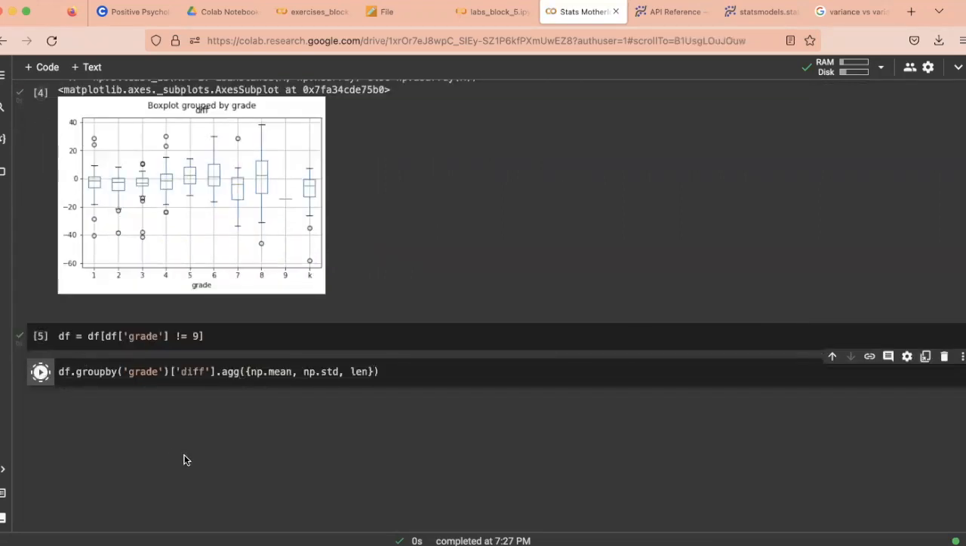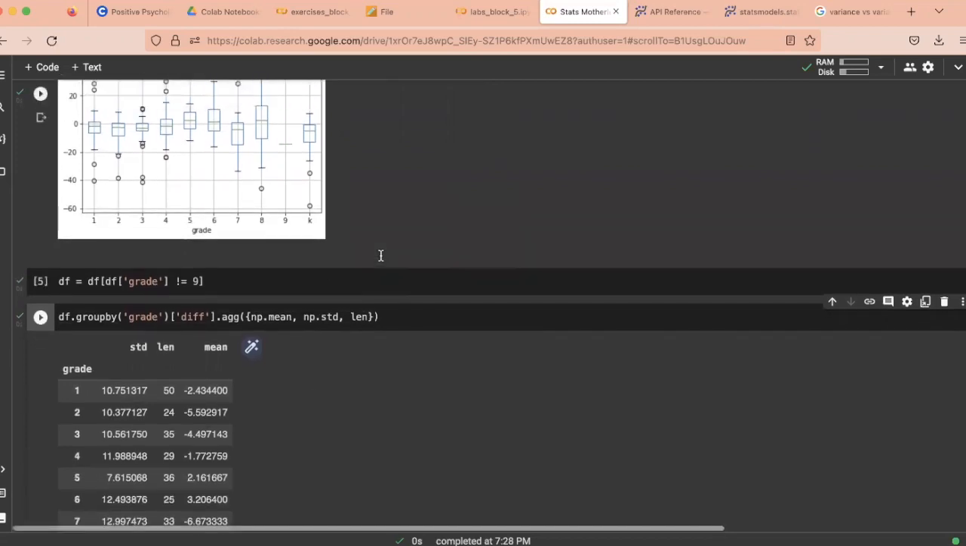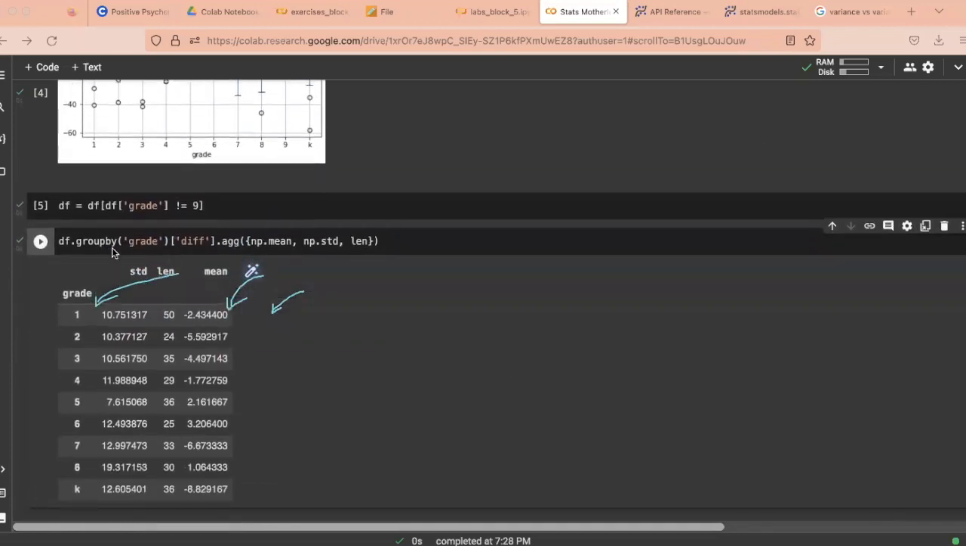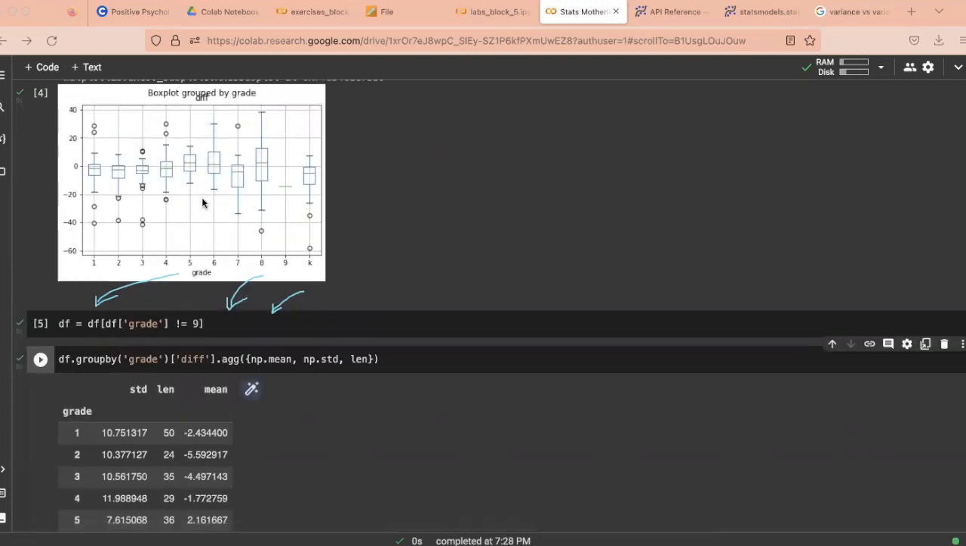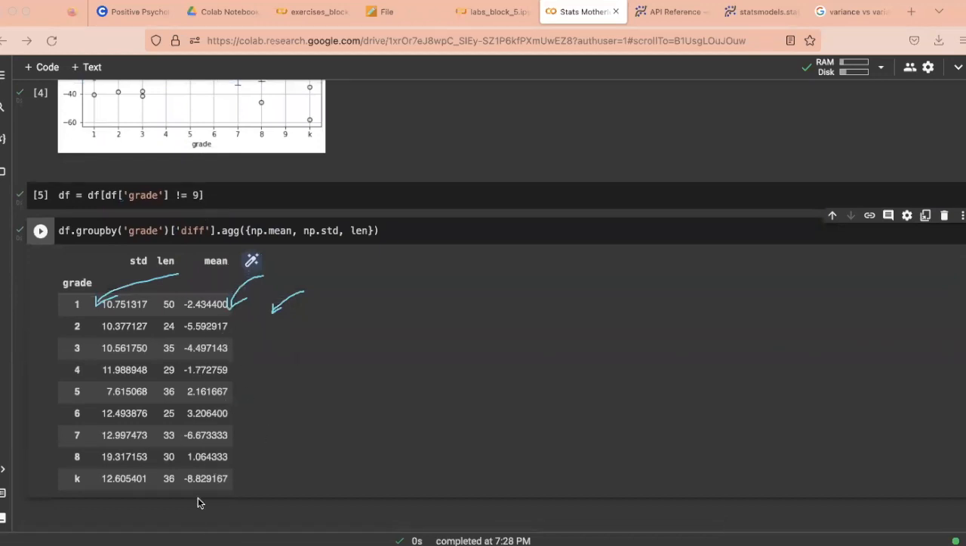So next, again, these are codes you should just copy paste. They're here. I'm pretty sure I'm gonna give access to this document later. This is using the df.groupby function. In order to use this, you can input the NP mean, NP standard deviation, and len. So you can see here your standard deviation, the length of each value, and length of 9 would have probably given us 0. There was nothing there. And they give us the mean.